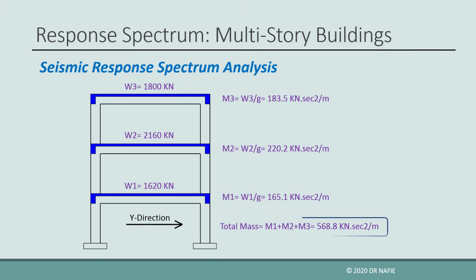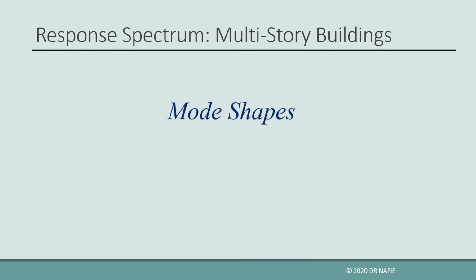The first step in our analysis is to obtain the mode shapes of the free vibration and the corresponding natural time period for each mode shape. We can obtain the mode shapes manually using the eigenvalue or the Ritz method, or by using a structural analysis software. We need a separate lecture to explain these methods, so we will go ahead and directly present the obtained mode shapes. In the y direction, we have 3 mode shapes of free vibrations.